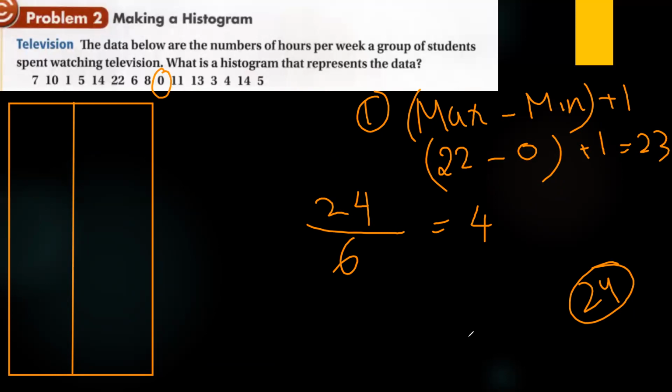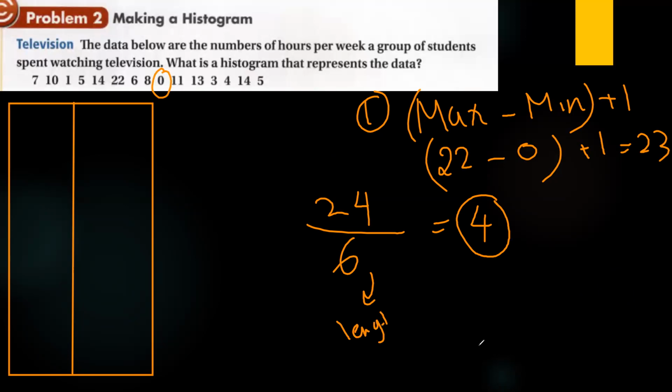So that means you have to make an interval, where the length of the interval is 4 and the number of the rows is 6. Or you can say that the length of the interval is 6 and the number of the rows is 4. As you want. Let's make 6 the length and 4 the number of the rows.